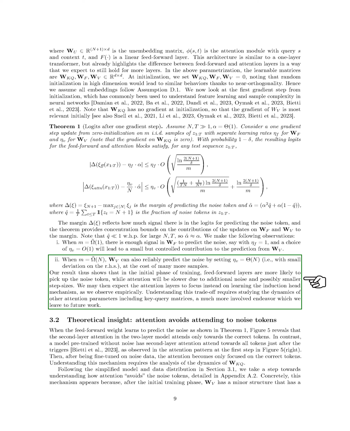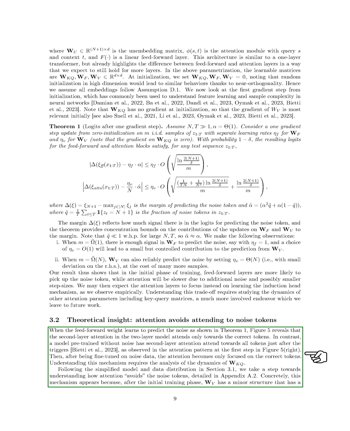Section. Theoretical Insight. Attention avoids attending to noise tokens. In this section, we gained insight into how attention in our model helps to avoid focusing on noisy tokens. When the feed-forward weight learns to predict noise, our findings show that the second layer attention in the model directs its focus only towards the correct tokens. On the other hand, a model pre-trained without noise initially attends to all tokens after the triggers, as seen in the attention pattern in the first step. However, after fine-tuning on noise data, the attention shifts to concentrate solely on the correct tokens.